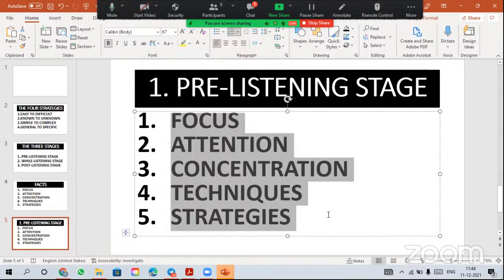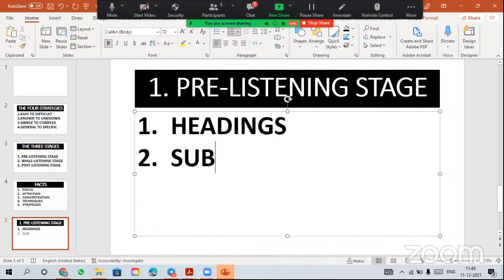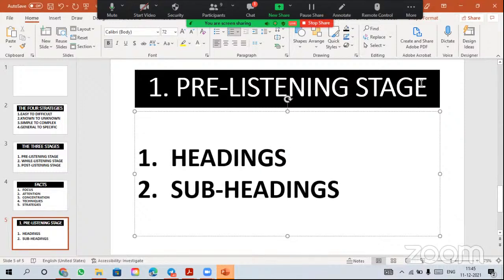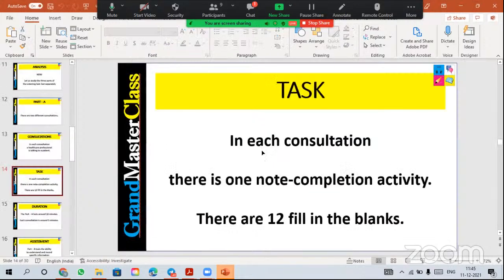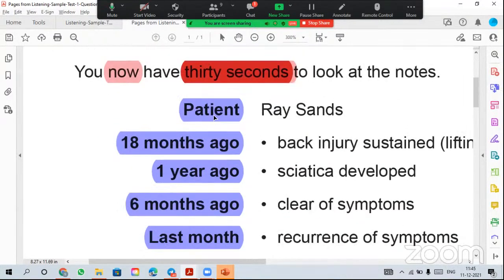So what are you going to do? You are going to see the headings and you are going to see the subheadings. Fine. So these are very, very essential. The headings and subheadings are very clear here. These are bold. See here: patient, 18 months ago, 1 year ago, 6 months ago, last month.